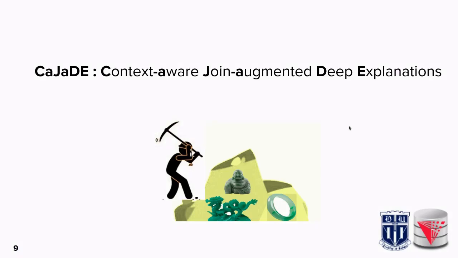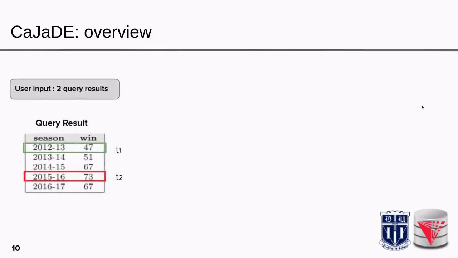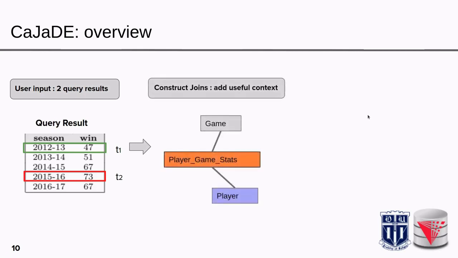Introducing CaJaDE, the first explanation framework that leverages additional context from the relational database to explain query results. As an overview, CaJaDE first takes two query results as an input. Like in our example, the input is the number of wins from 2 seasons. Next, CaJaDE uses the provenance as a starting point and constructs joins to build an augmented provenance table. We call APT in short, as the input to our pattern mining step.